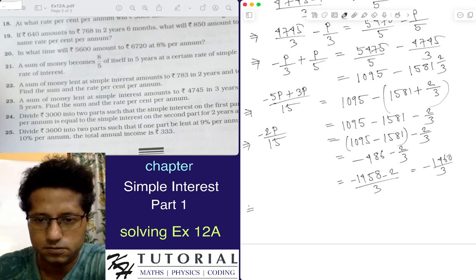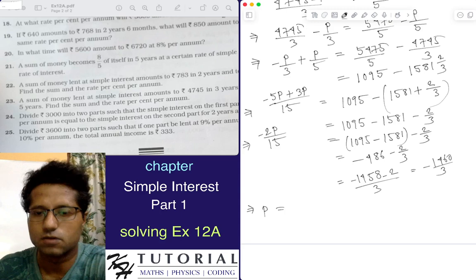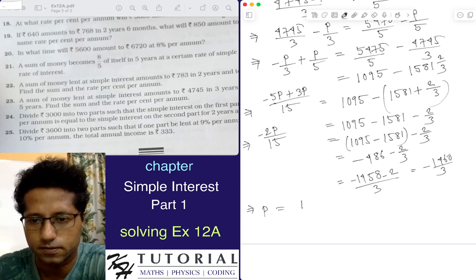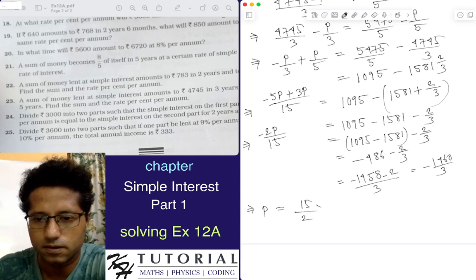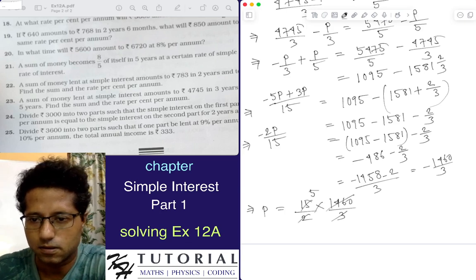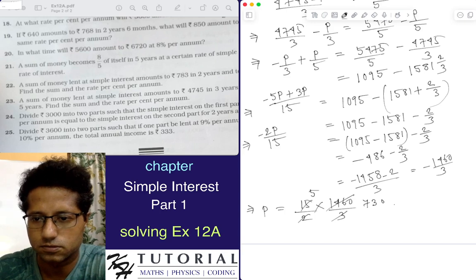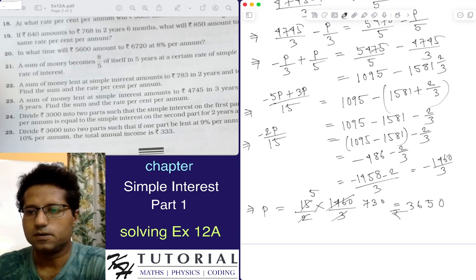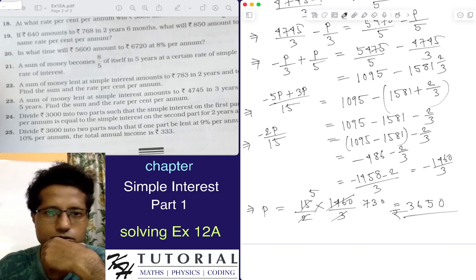So this implies minus minus cancels out from both sides. P equals 15 by 2 multiplied by 1460 by 3. This is 5 and this is 730. So P, the principal amount, is 3650.